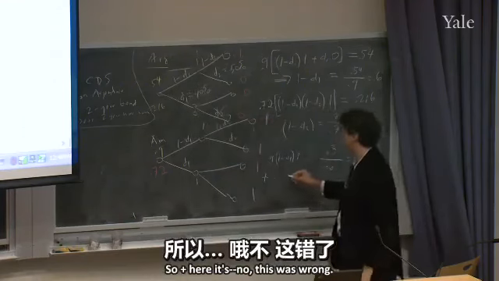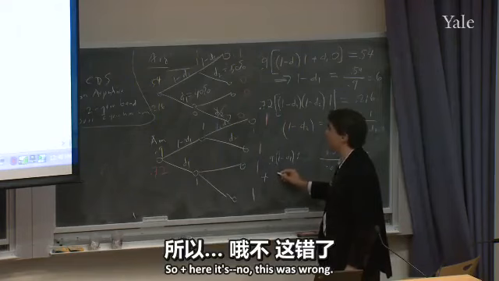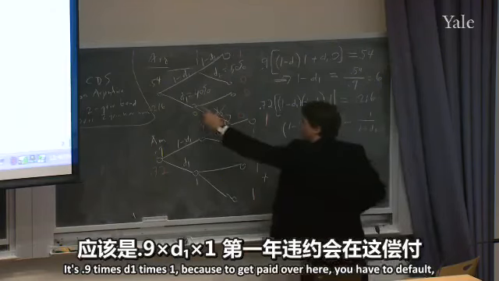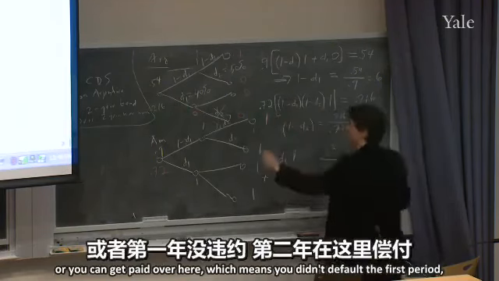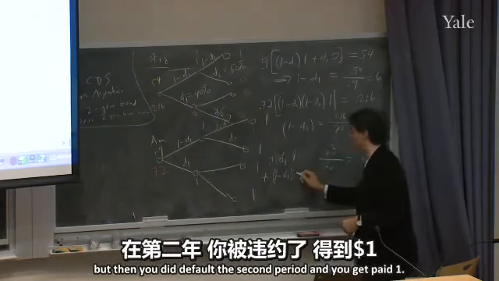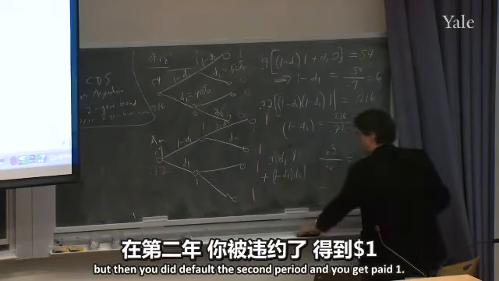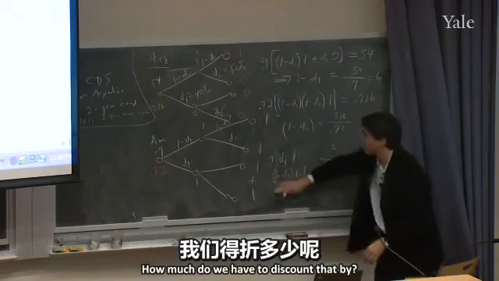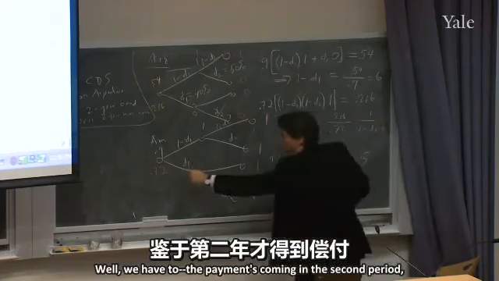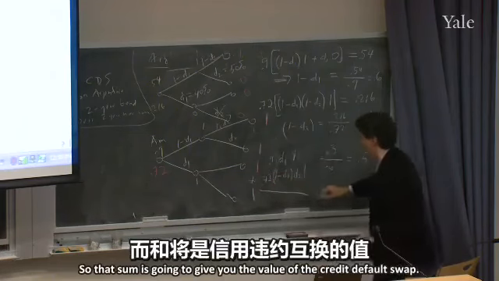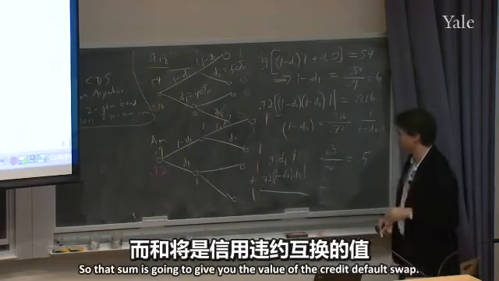So plus, here it's, no, this was wrong. It's 0.9 times D1 times 1, right? Because to get paid over here, you have to default. Or you can get paid over here, which means that you didn't default the first period, but then you did default the second period. You get paid 1, but we've got to discount that. How much do we have to discount that by? Well, the payment is coming in the second period, which in America is discounted at the rate of 0.72. So that sum is going to give you the value of the credit default swap.